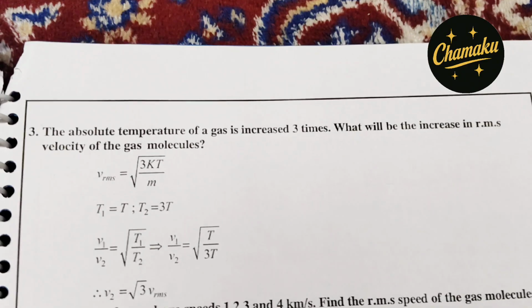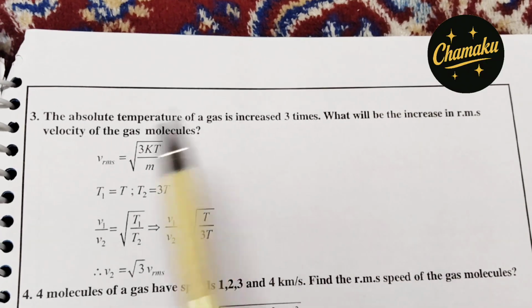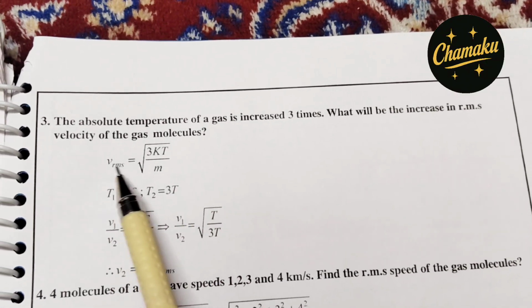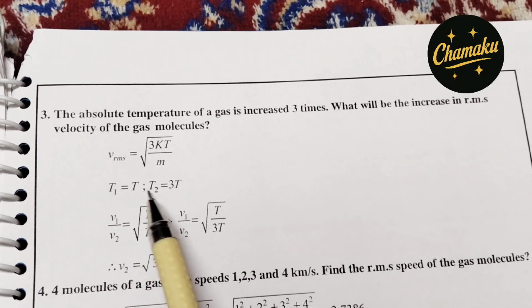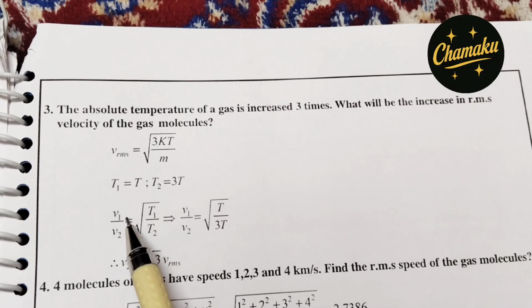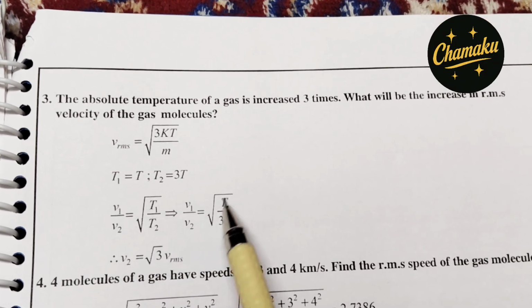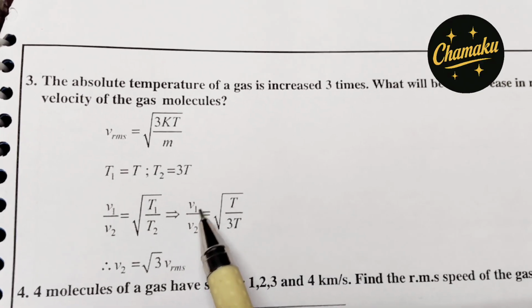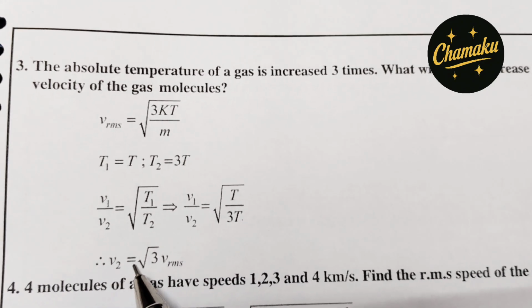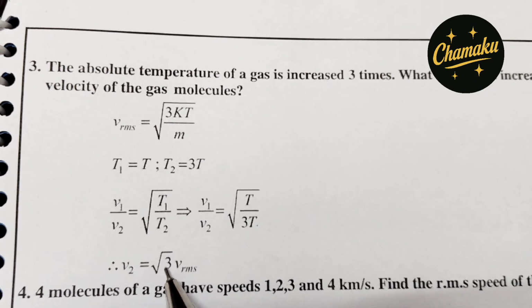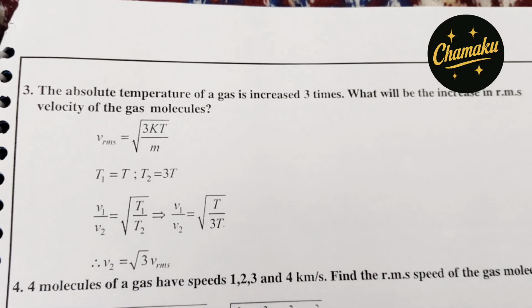Next one, the absolute temperature of a gas is increased 3 times. What will be the increase in RMS velocity of the gas molecules? Vrms is equal to root of 3kT by m. This is the formula. So T1 is equal to T and T2 is equal to 3T. Therefore V1 by V2 is equal to root T1 by T2, which is root T by 3T. So V1 is at T and V2 is at 3T. Therefore V2 is equal to root 3 times V RMS. Okay, so this is the solution.